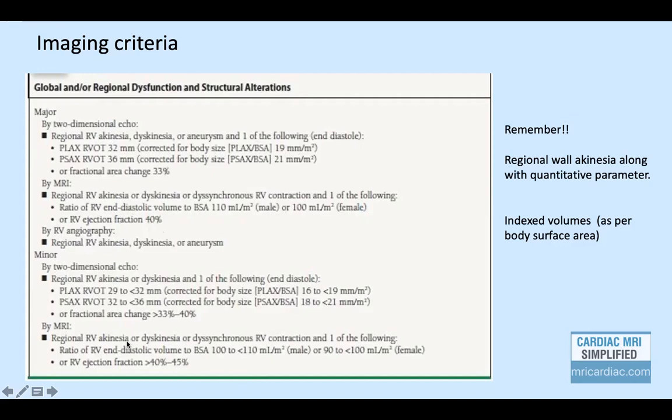Similarly, for minor criteria, RV wall akinesia or dyskinesia has to be present along with any of these ratios: again 110 in male and less than 100 in female, and RV ejection fraction between 40 to 45%. Also, please note that these are indexed volumes as per the body surface area.